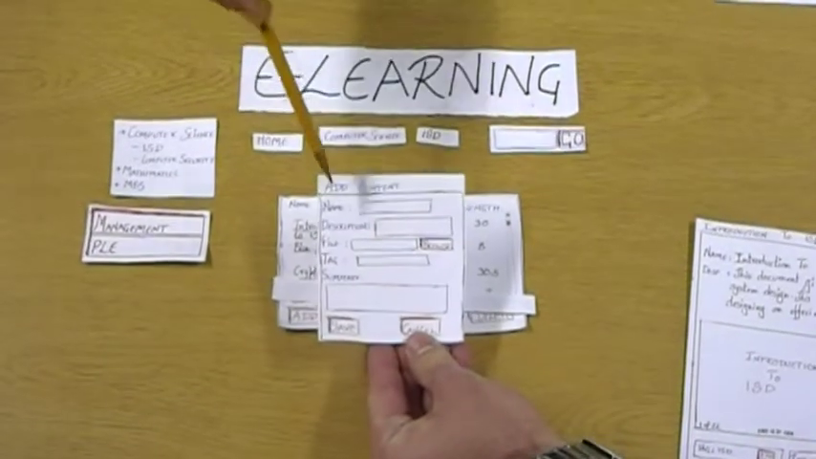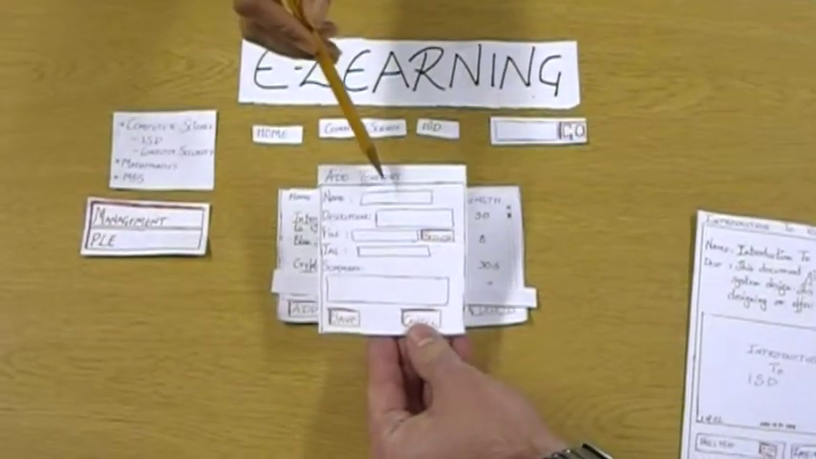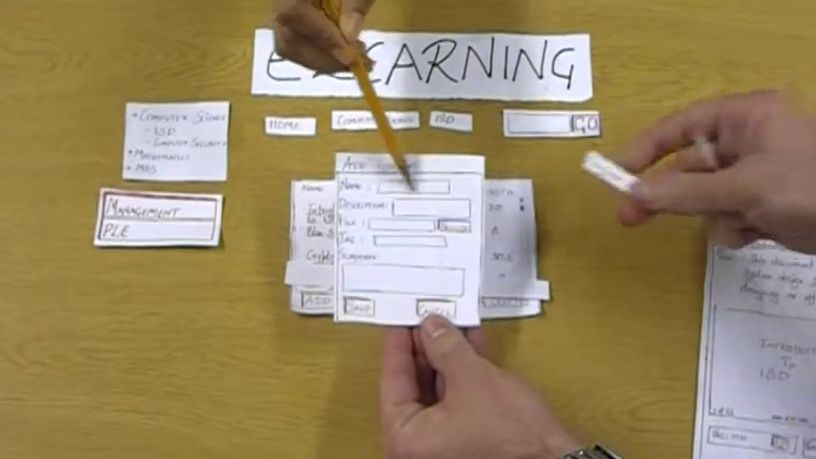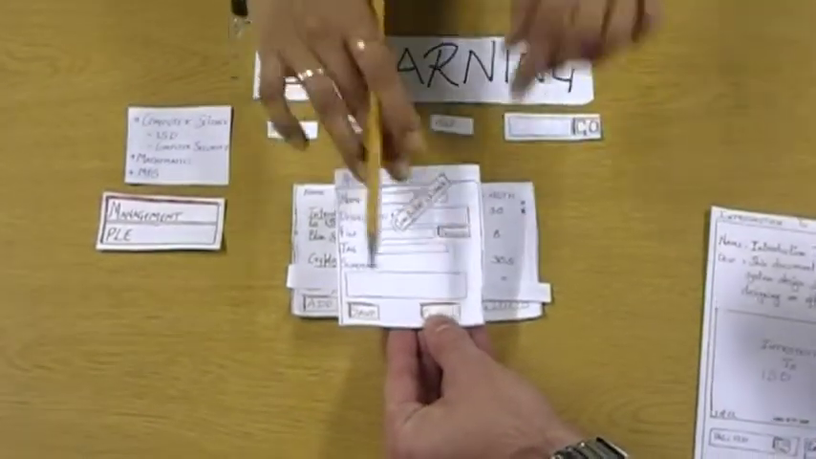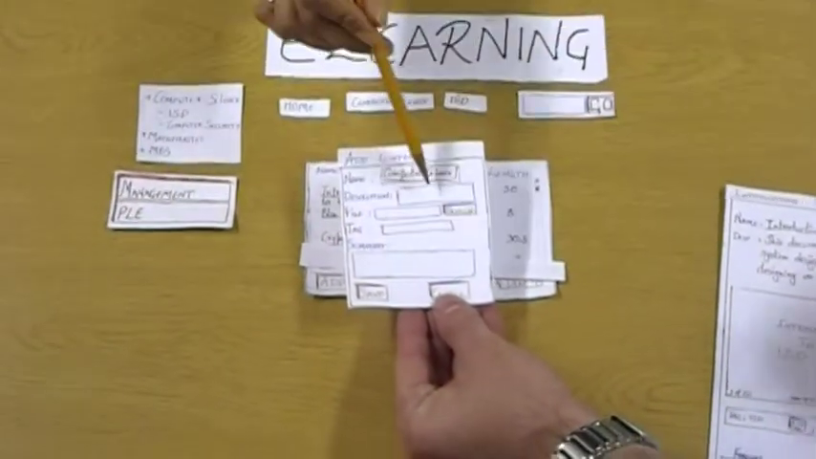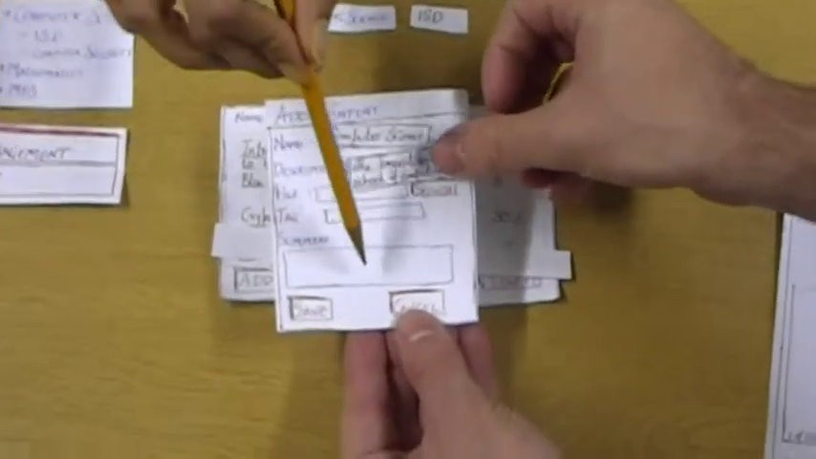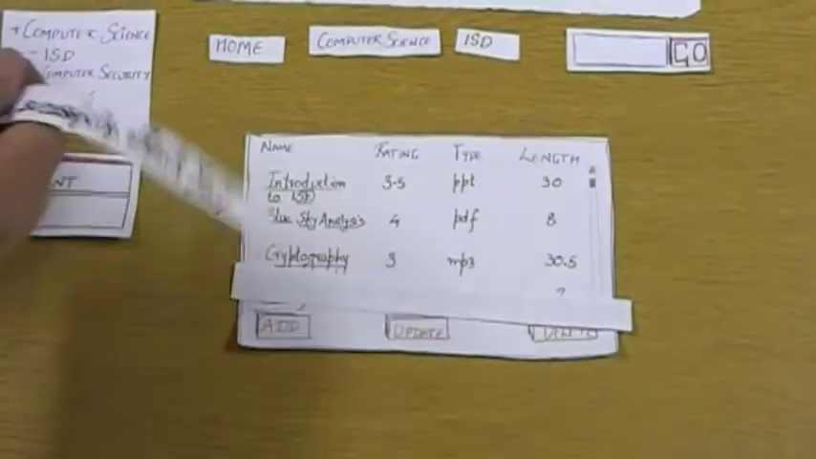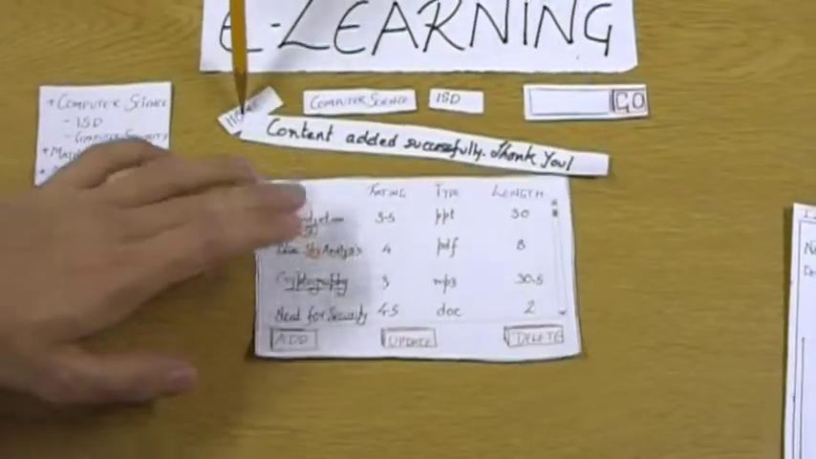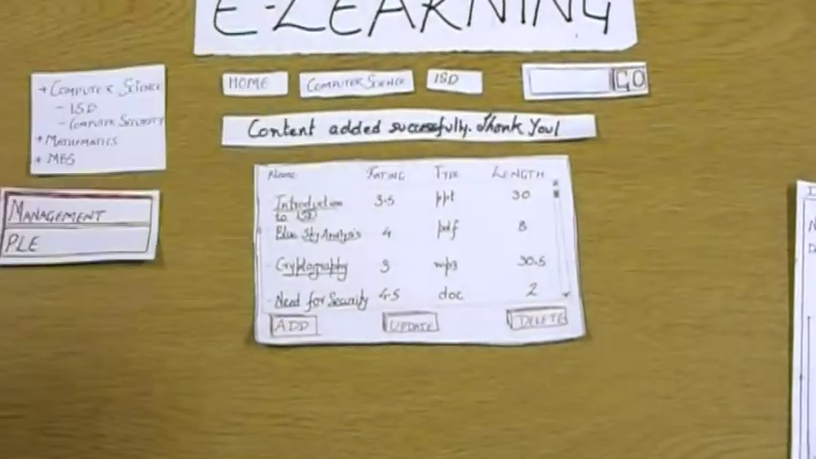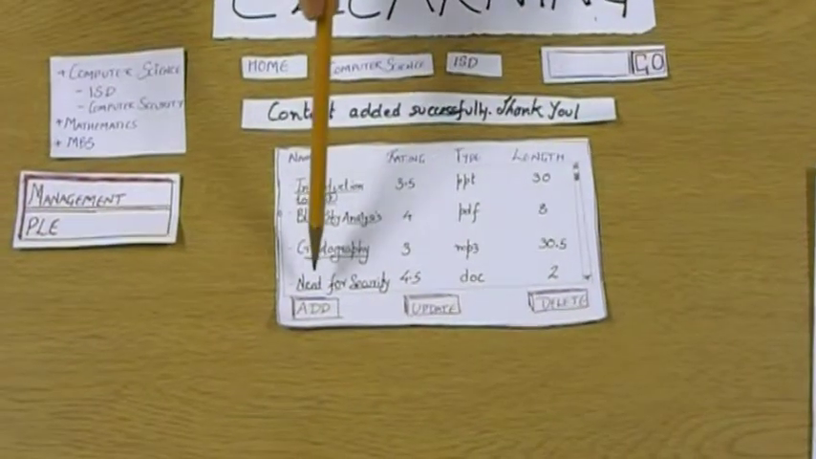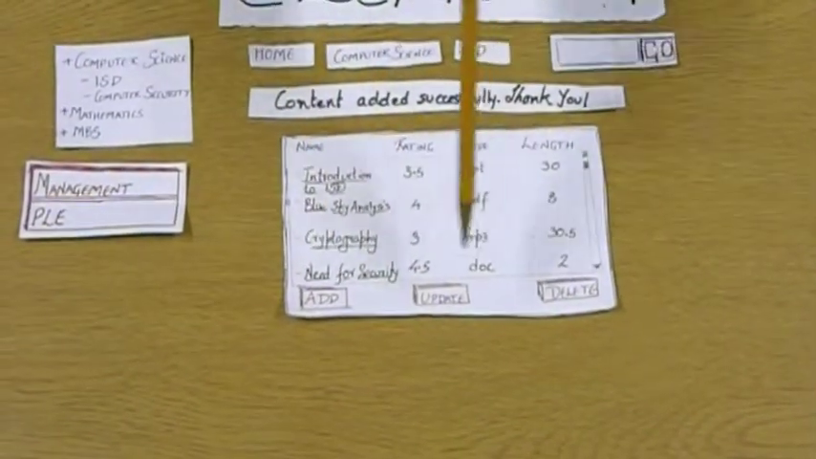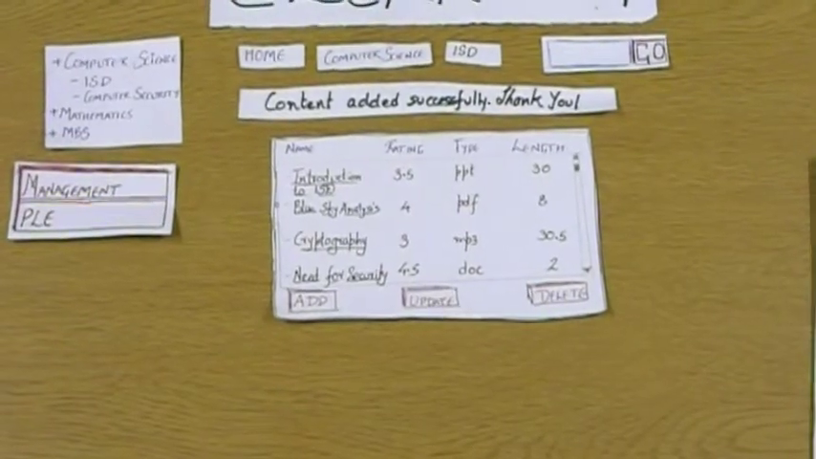Okay, this is another pop-up window that appears. Maybe I just write down something out here, and I write down the description about it and the summary, and then I click on save. Okay, there's a message that says content added successfully, thank you. And this has appeared out here. So this is the new content that we had just added.